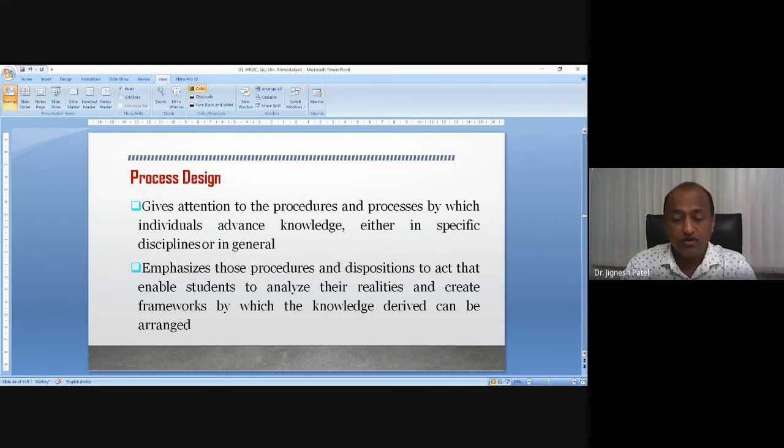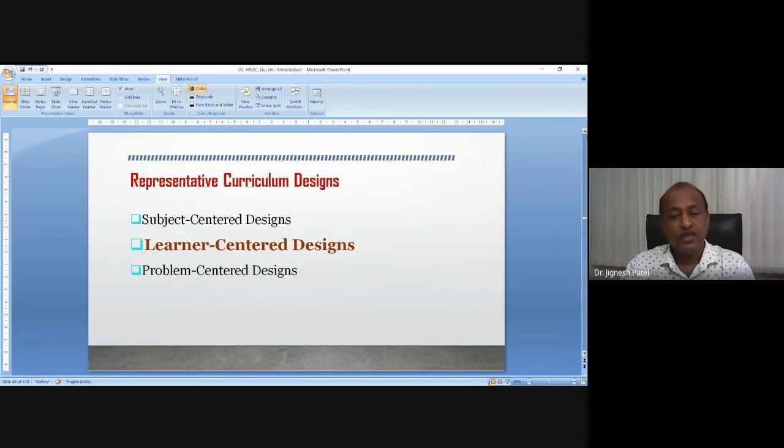Not only the cognitive knowledge, but psychomotor is also very much important, because the students are looking into the process, how things will happen. That is more important here. So process gives the importance in process design.